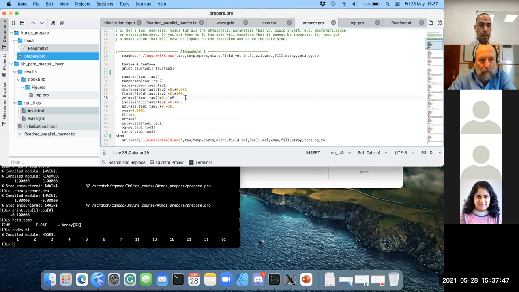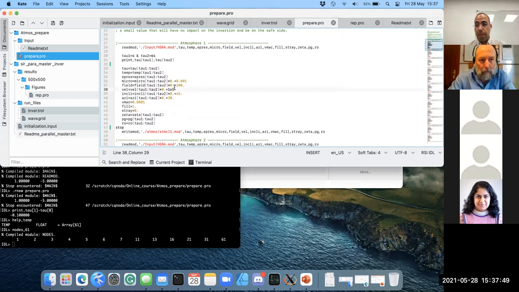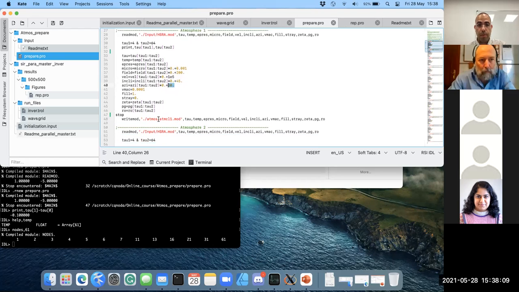Okay, so then what I do is just play a bit. For example, in this case, I'm adding a magnetic field of 200 Gauss. I'm adding a velocity of 1 kilometer per second. This is a downflow. And then an inclination of 45 degrees, and an azimuth of 30 degrees. And then I just repeat this several times.